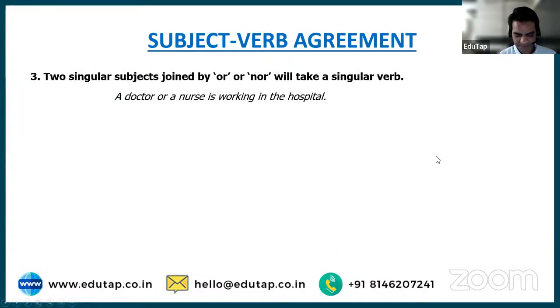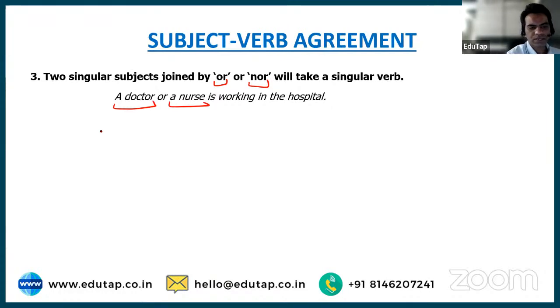So guys, let's begin rule number 3. Two singular subjects joined by "or" or "nor" will take a singular verb. Now guys, always remember, if two singular subjects are joined by "or" or "nor", it will take a singular verb. I think it's easy to understand. A doctor or a nurse is working in the hospital. Why? Because we know either it is a doctor or it is a nurse. Any one of them is working. So we can come to the conclusion that this is absolutely correct.